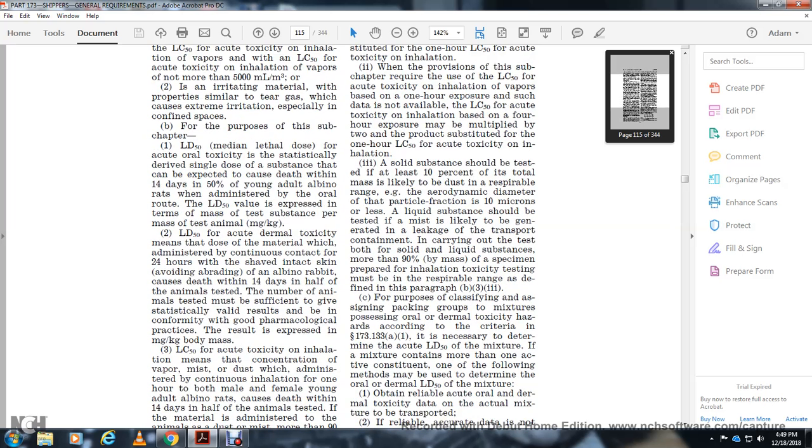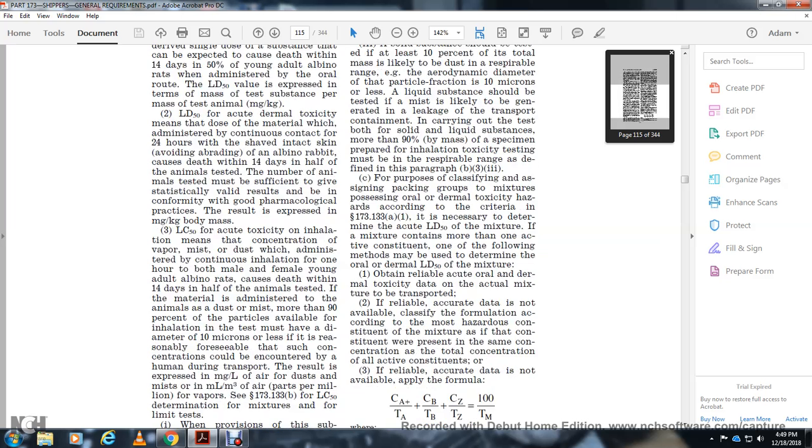Alright, for the purpose of classifying and assigning the packing group of a mixture for the oral toxicity, according to the criteria in 173.133(a), it is next necessary to determine the LD50 of the mixture containing more than one constituent. The activity of one of the following methods may be used: either determine the oral or dermal LD50 of the mixture, obtaining reliable dermal toxicity data for the actual mixture to be transported.